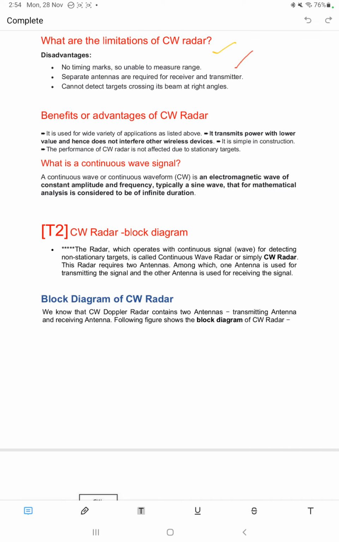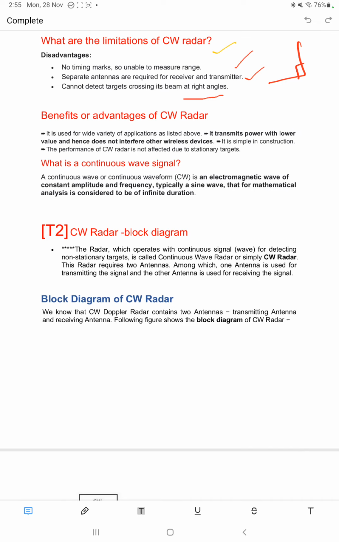Separate antennas are required for both receiver and transmitter. It is also one kind of drawback. It cannot detect targets crossing its beam at right angles. If a target crosses its beam at right angles, it cannot measure or detect it. Okay, next, benefits or advantages of continuous wave radar.